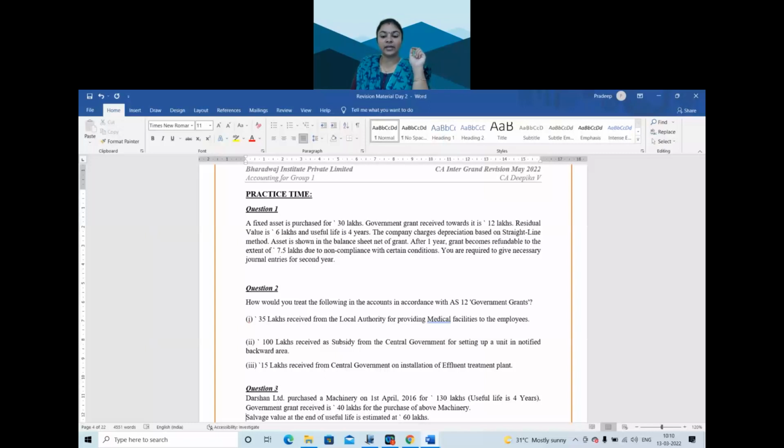After 1 year, the grant becomes refundable to the extent of 7.5 lakhs due to non-compliance with certain conditions. You are required to give the journal entries for the second year, which means they are not asking you the journal entries for grant received. They are only asking you the journal entries at the time of grant refunded. So we are only going to focus on refund related journal entries. Before we go into refund related entries, let us calculate the book value as on the date of refund, and let us see what other impacts on depreciation, etc. Let's go ahead and do the calculation.